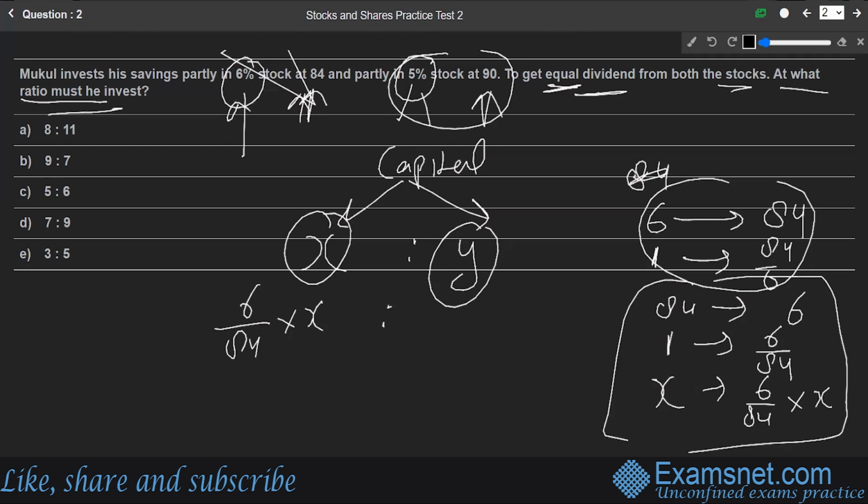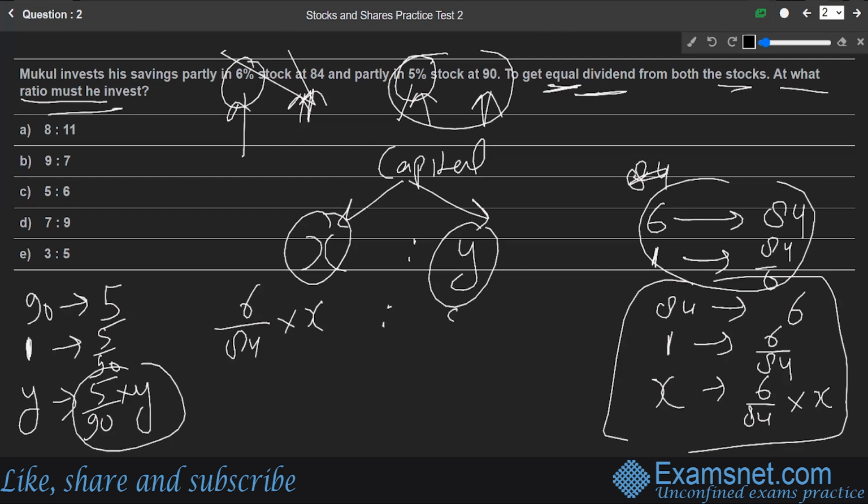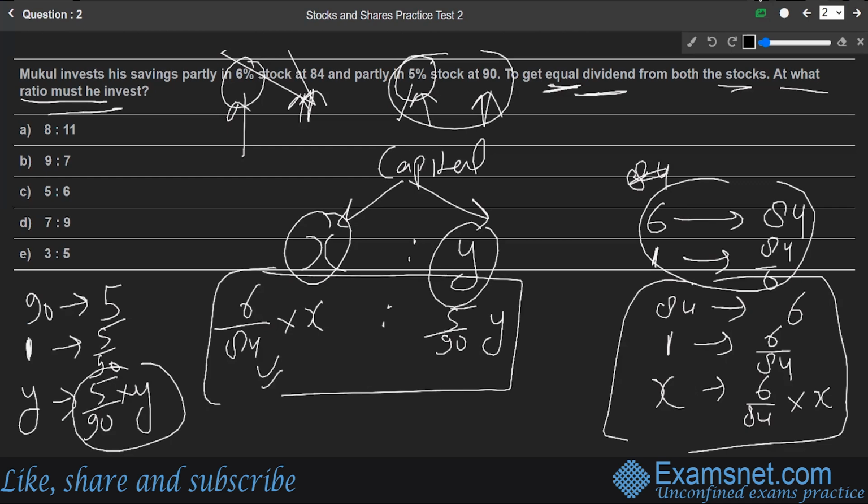y has been invested in 5% stock, so 90 rupees invested will give an income of 5 rupees. So an investment of 1 rupee will give an income of 5 by 90. Y rupees invested will give an income of 5 by 90 into y. So we can write the dividend as 5 by 90 into y. But they say these two dividends are equal. If we make them equal, then we can easily find the x is to y ratio.